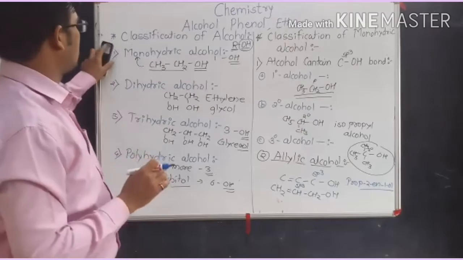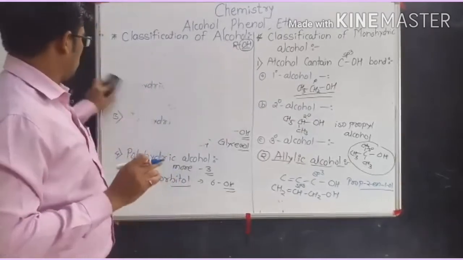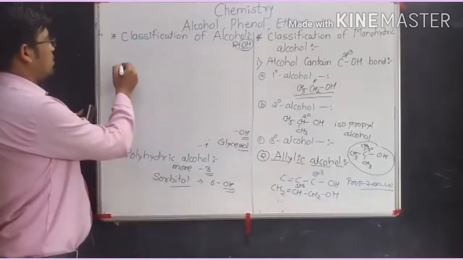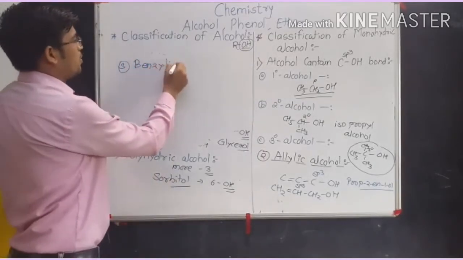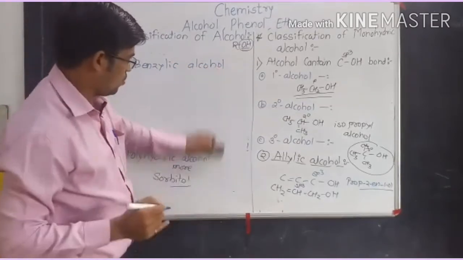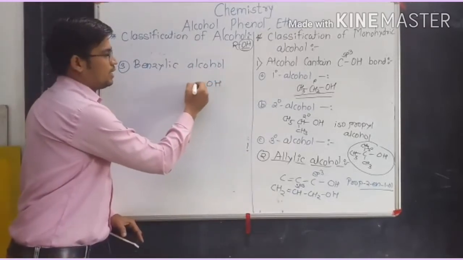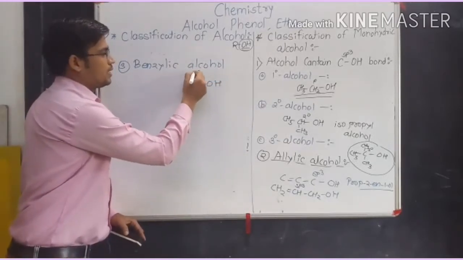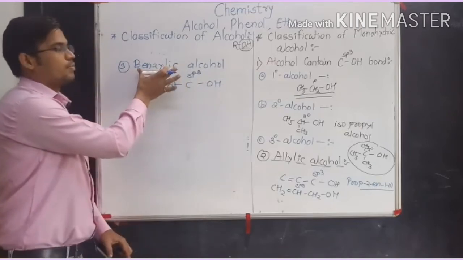The next classification of monohydric alcohol is benzylic alcohol. What is a benzylic alcohol? A benzylic alcohol is one in which the OH group is attached to an sp3 carbon atom, which is attached to a benzene ring.